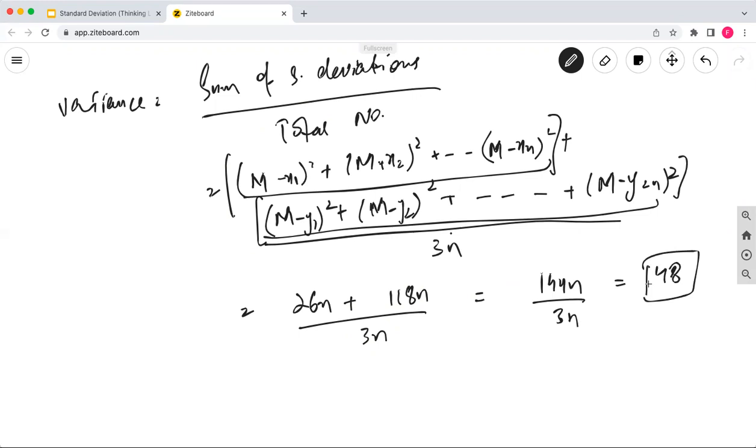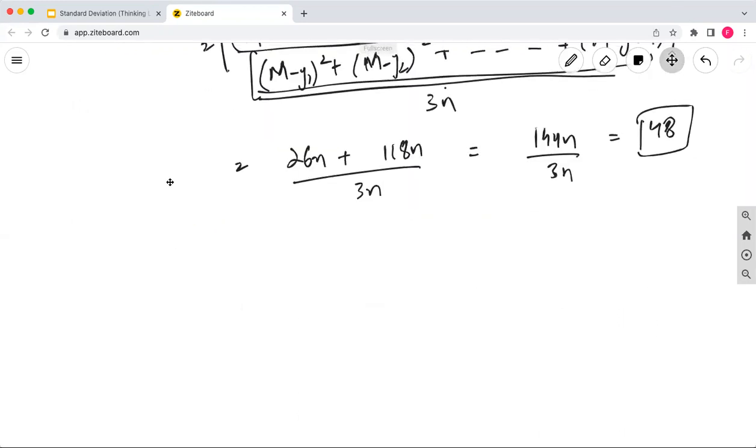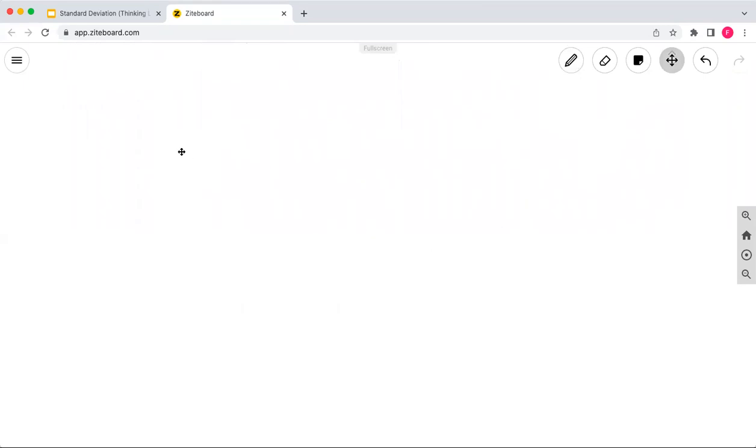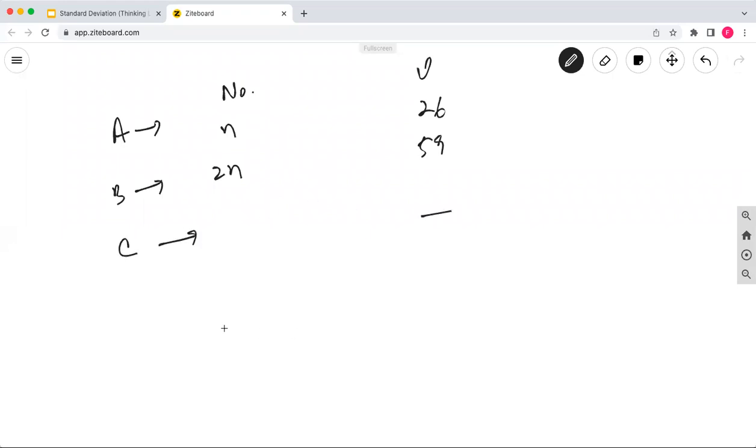What actually happened in this question? The takeaway from this question is, when you're combining two data sets with the same mean and different variance, the variance of the combined data set will be just the weighted average of those two variances. As we already discussed the weighted average concept, data set A has n elements and variance is 26, and data set B has 2n elements and variance is 59.